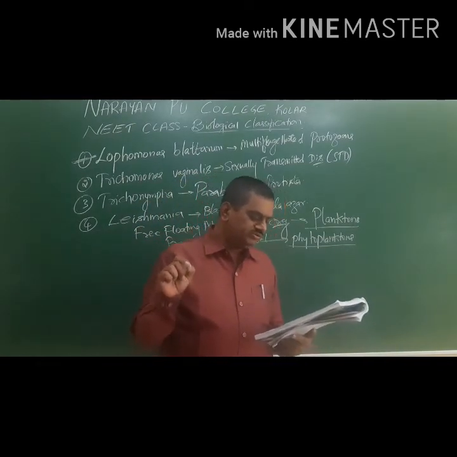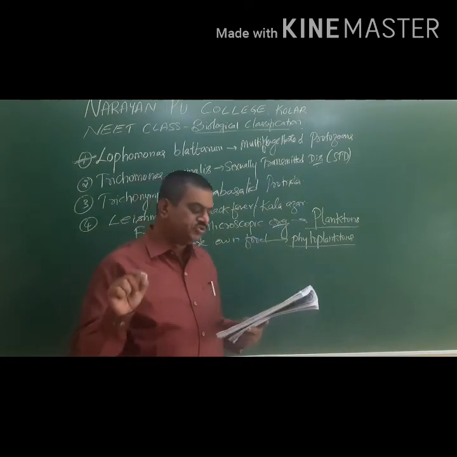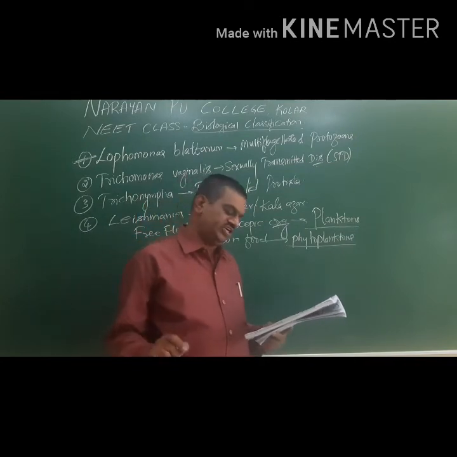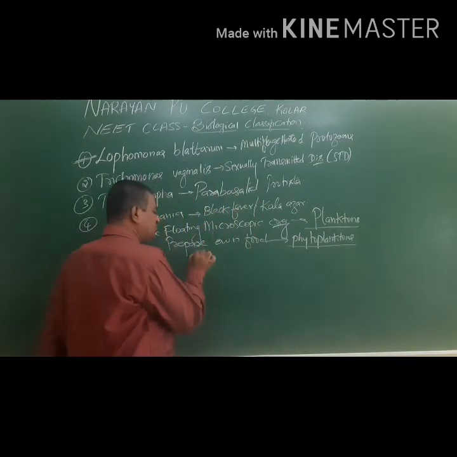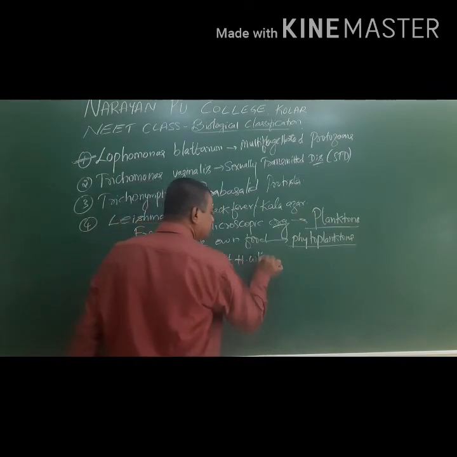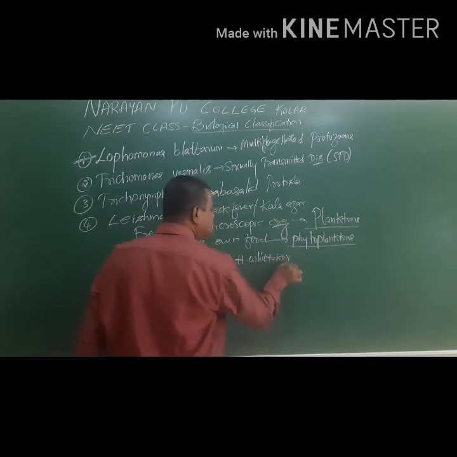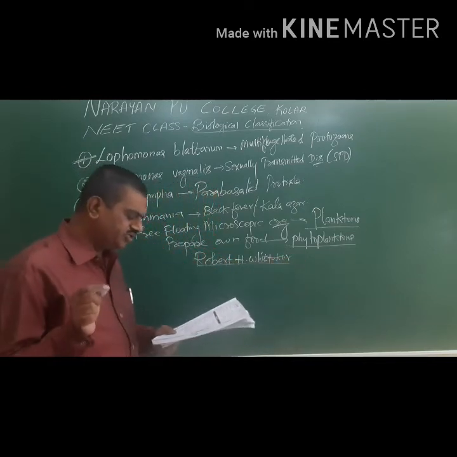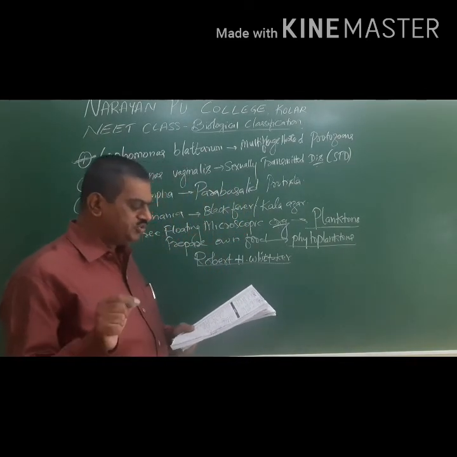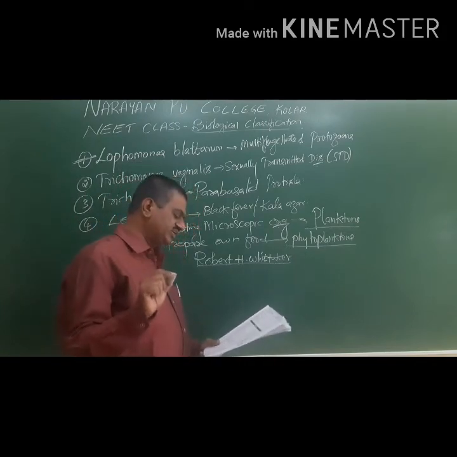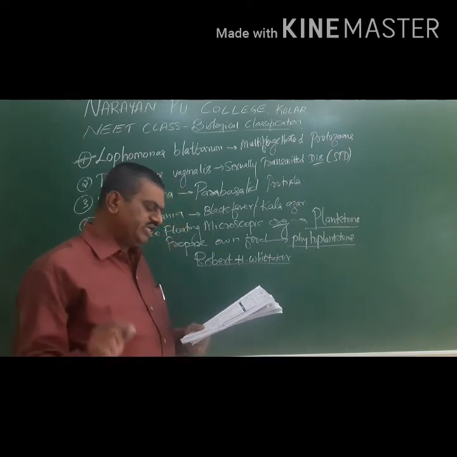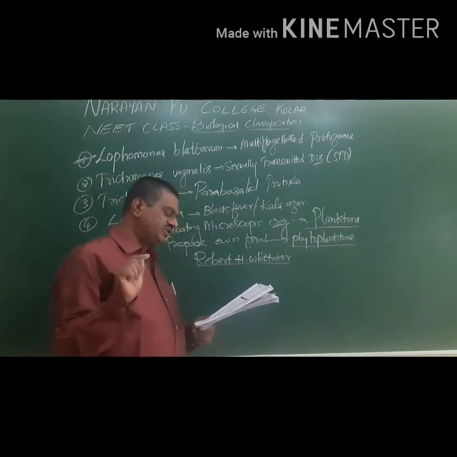Number 11th question. Number of criteria used in classifying organisms in the five kingdom classification. So we know that the five kingdom classification was given by Robert H. Whittaker. So Robert H. Whittaker classified all the living organisms under five kingdoms. Here he is asking about the number of criteria used for classifying organisms in the five kingdom classification. The first option is 5, second option is 4, third option is 3, and fourth option is 2. Here the right answer is 5.